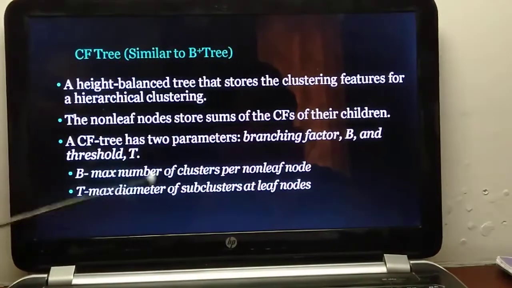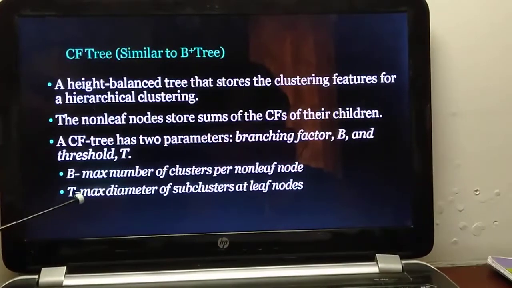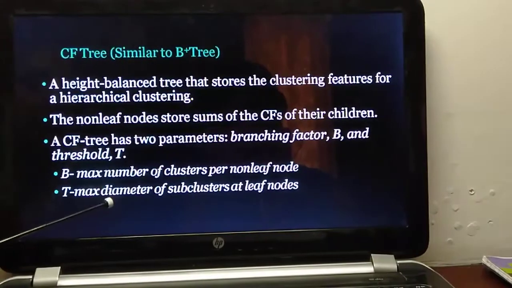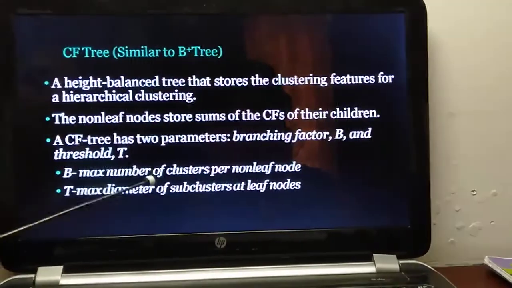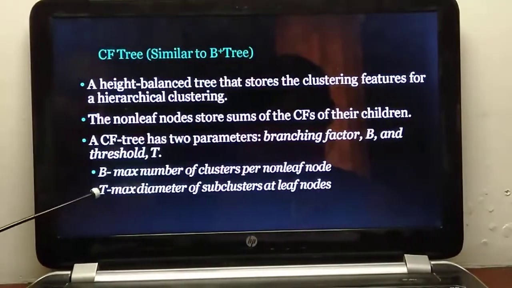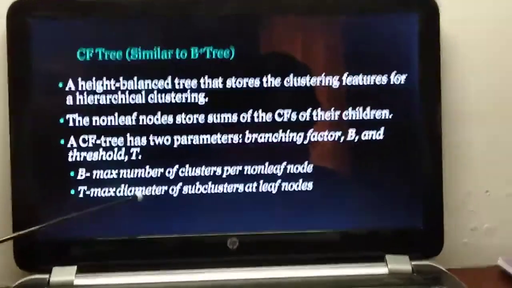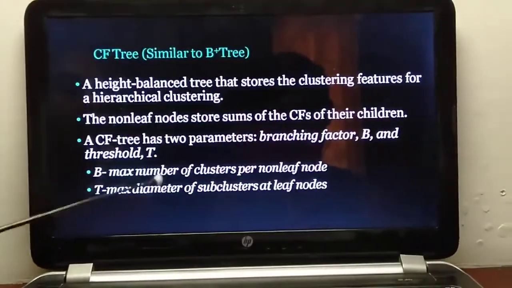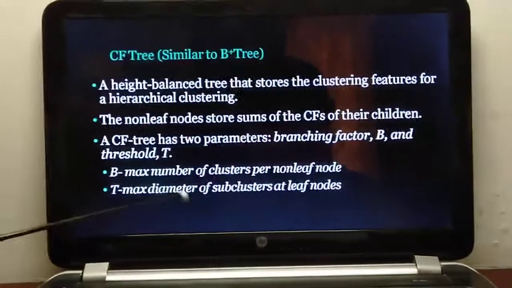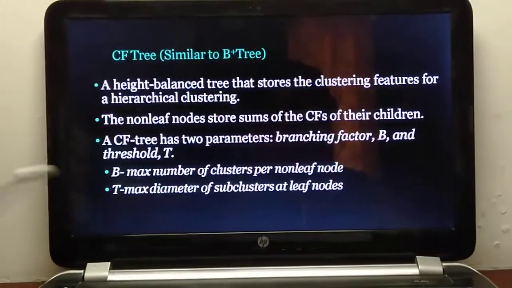Now the threshold can be the radius or the diameter of the cluster. A maximum diameter of children clusters is defined. If at any time we find that a child cluster is becoming bigger than this specified diameter, we choose that time to divide the cluster and we pull the element up the tree. This is how we build the CF tree. This is where the B+ tree concept is used.